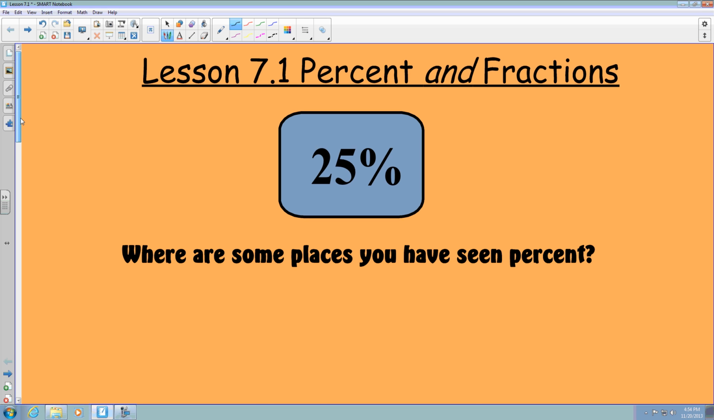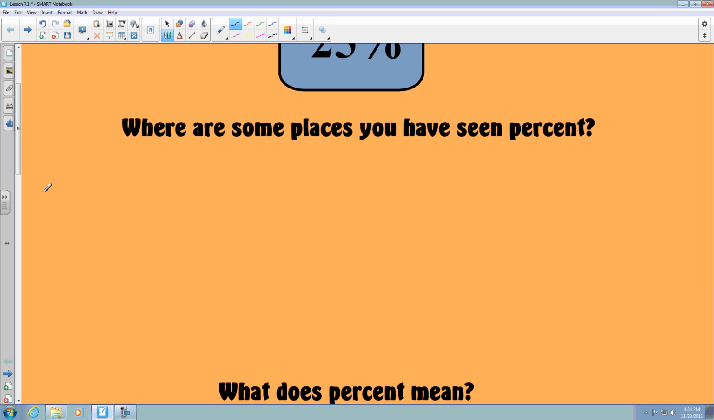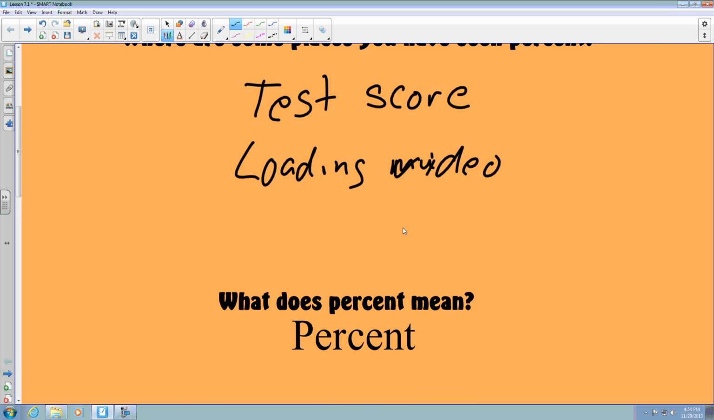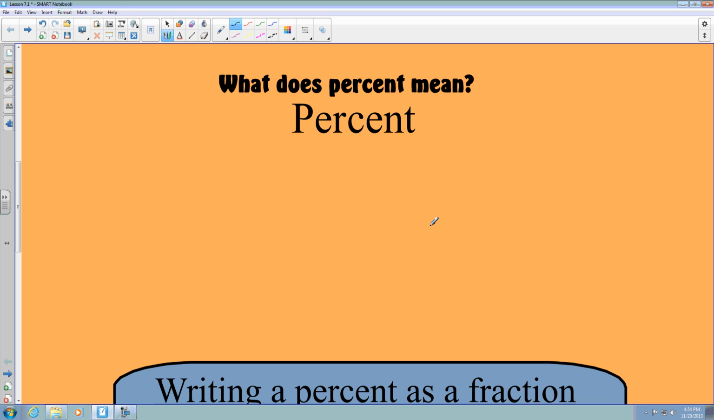Now, we've seen percents in different aspects of our lives. You've probably seen it today when you got your test scores, you got a percentage. So, test score is an example of percent. Another example of percent that you may have seen today is the loading of a video or music or anything of that matter. So you've seen percentages. Now, the question we have to ask ourselves is, what does percent mean?